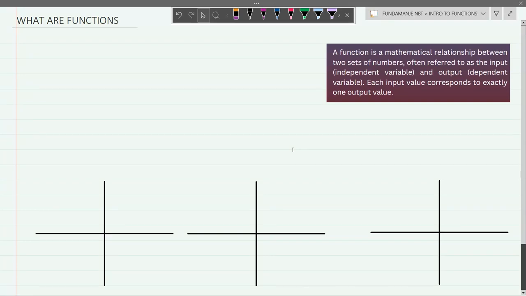Hi, in today's video we want to talk about functions. What are functions? A function is a mathematical relationship between two sets of numbers, often referred to as the input, independent variable, and output, dependent variable. Each input value corresponds to exactly one output value. In this lesson we want to talk about how to identify a function and what type of function it is.